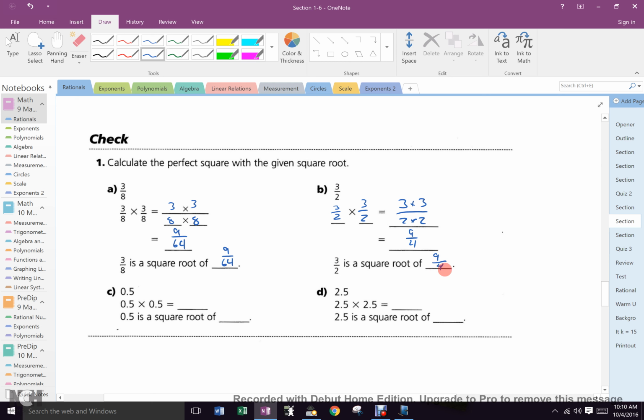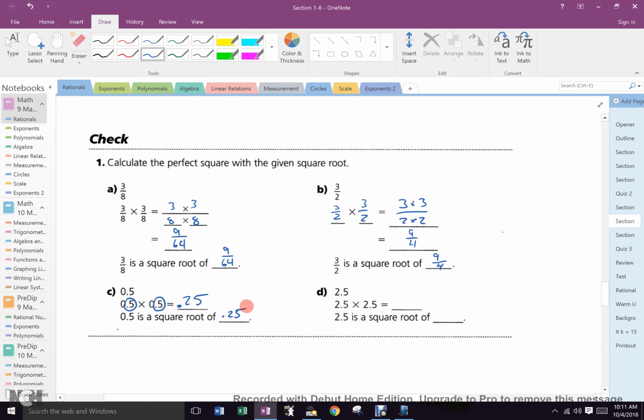Everybody good? What about this one? Can you do that in your head? Sure you can. What's 5 times 5? 25. And how many decimals are in the question? 1, 2. So how many decimals do you need in the answer? 2. 0.25. So 0.5 is the square root of 0.25.